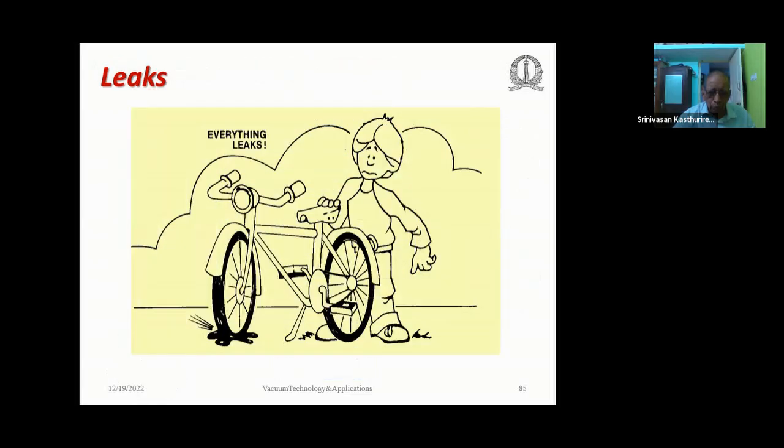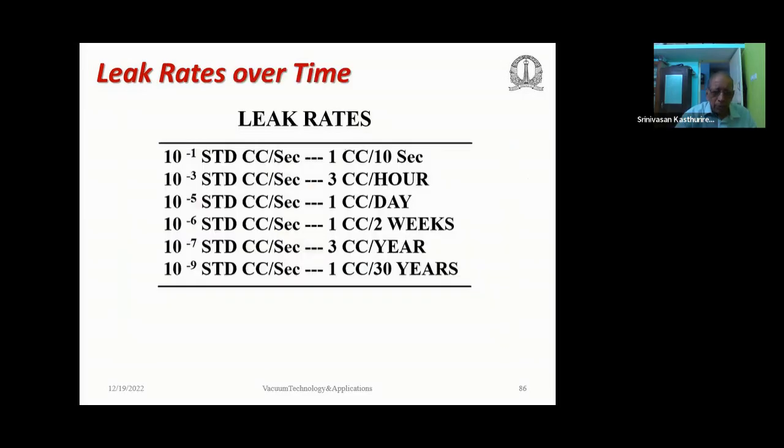Okay. As you can see, leaks are very important to close. If you do not close them, you will never be able to keep your vacuum system going. So this is a cartoon to show you that there is a need for taking care of leaks.